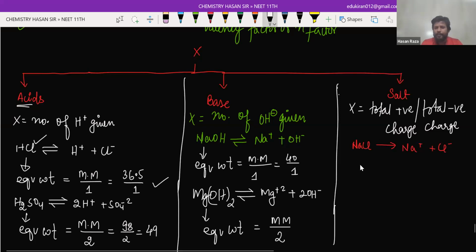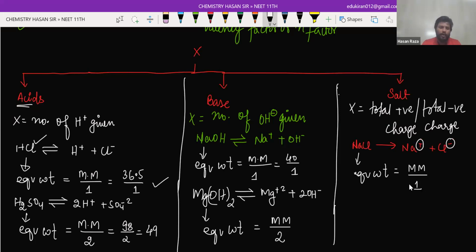Now, if you want to calculate equivalent weight, that will be equal to the molar mass of NaCl divided by the value of the positive or negative charge without sign. You can see +1 is there or -1 is there, so you can take any one. But sir, how should we understand whether to take the positive or negative charge? You can take any one of them because they are equal to each other.